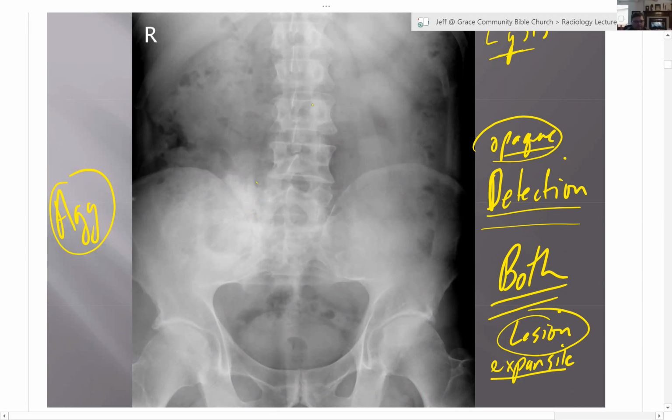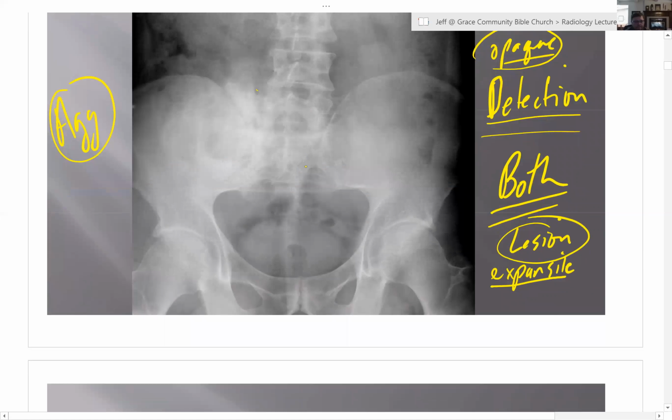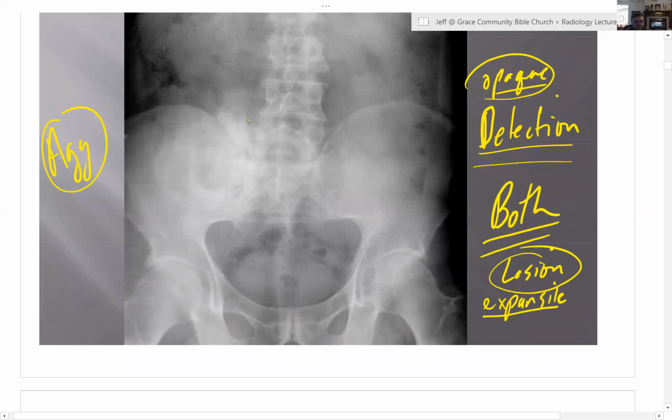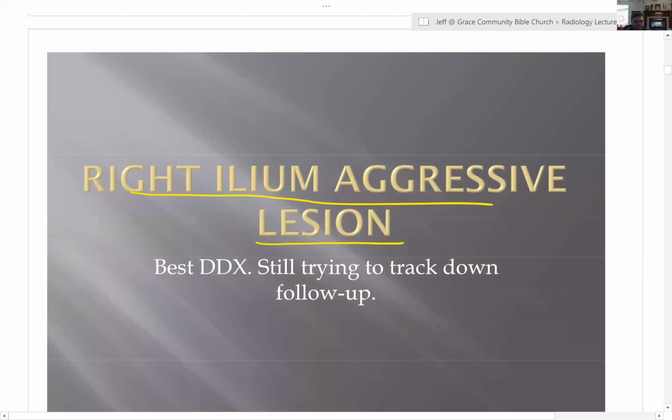The lateral view, yeah, it didn't help much, but I thought that that's what it was. And here, it's so recent. I'm giving you all the cases from my practice because it's way more fun. And this one ended up being an aggressive lesion. And they're still trying to track down the exact needle biopsy.